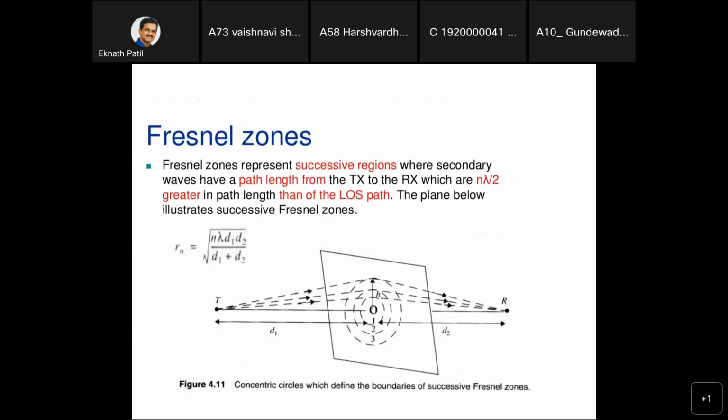Fresnel zones represent the successive regions where the secondary waves have a path length from the transmitter to the receiver which are n lambda by 2 greater in path length than the LOS path. The plane below illustrates successive Fresnel zones, concentric circles which define the boundaries of the successive Fresnel zones.